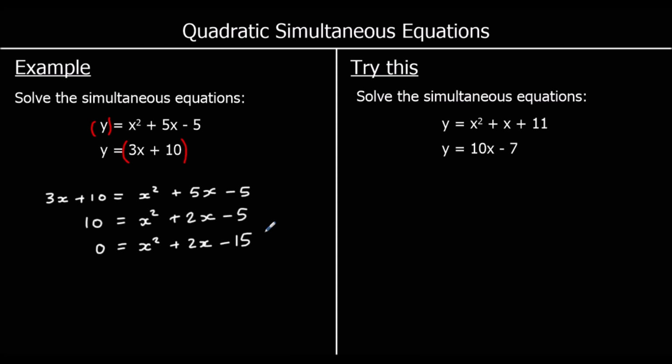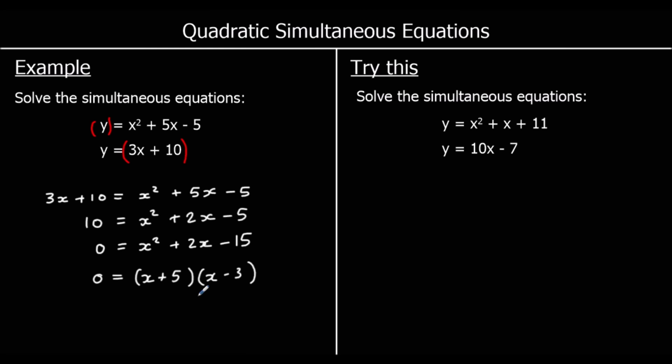We can factorize this. The easiest way to solve quadratics is to factorize them. So let's put it into double brackets. x in both brackets, x times x makes x squared. And we're looking for what multiplies to make a negative 15 and adds to give us a 2. And that's going to be 5 and 3. So a positive 5 and a negative 3. They multiply to make negative 15 and add to make 2.